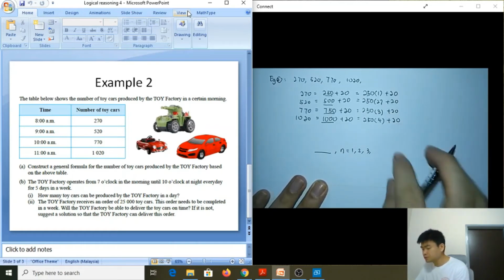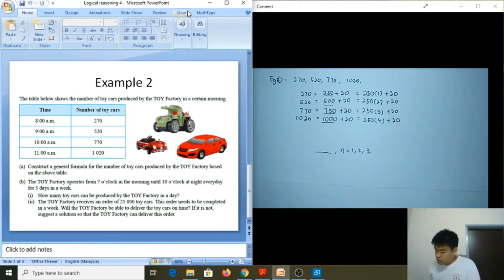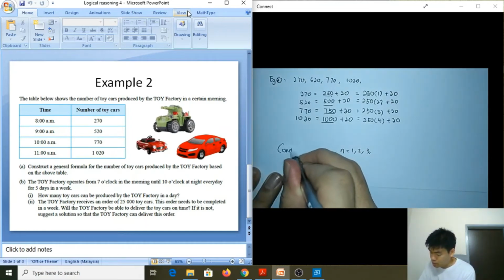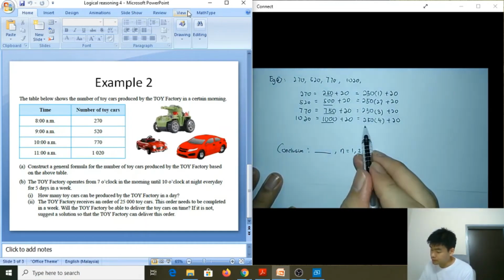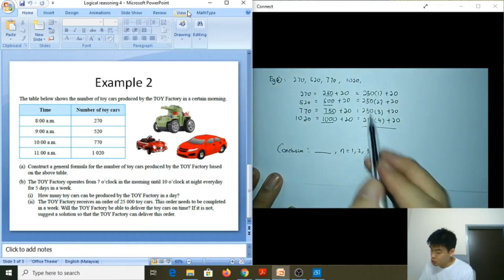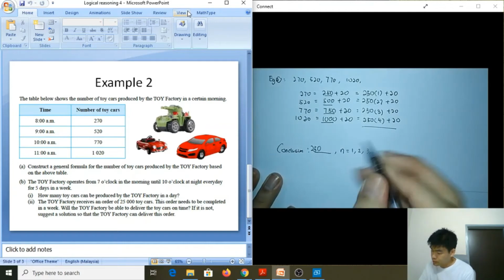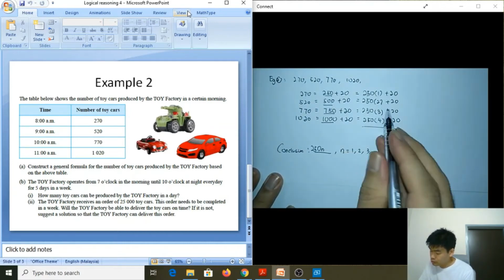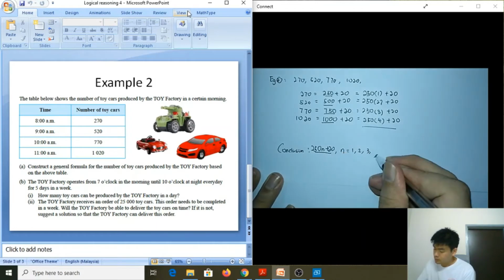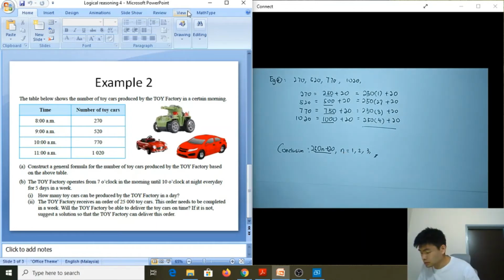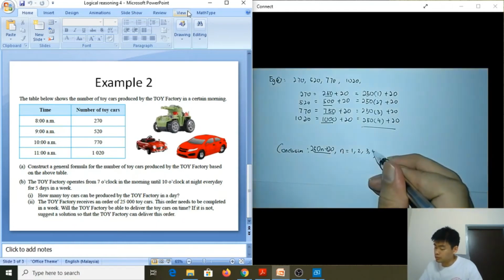Now, can you see the pattern here? So the conclusion, or the formula, would be what? 250 is the common feature, right? So 250, and 1, 2, 3, 4 is changing, so n plus 20. So this is the answer for example 2A. The formula for the production of the toy car is 250n plus 20, and the definition of n is 1, 2, 3, 4, and so on.